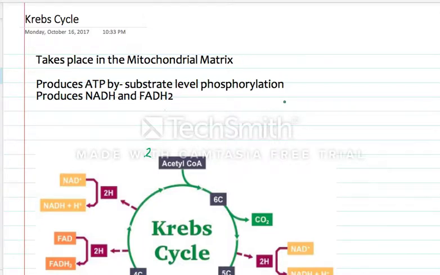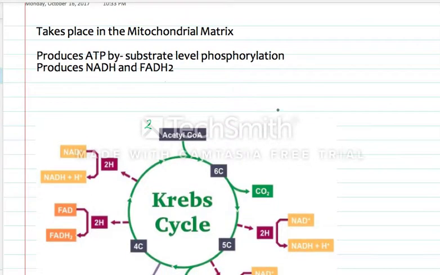So whatever you see as product of this process, keep in mind that per glucose, you made two acetyl-CoA molecules. So everything that's produced is multiplied by 2 if you're doing the count by glucose.